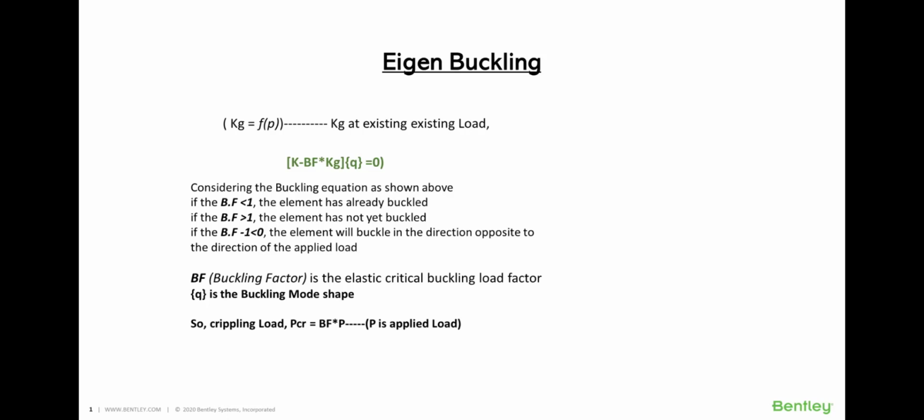Now, the BF, which is the buckling factor, if it is less than 1, indicates that the member has already buckled. If it is greater than 1, that means the member is yet to buckle. If it is between 0 and minus 1, the element will buckle in the direction opposite to the direction of the applied load. So from there, you can find the critical load, PCR, or the buckling load, which is simply the buckling factor times the applied load.